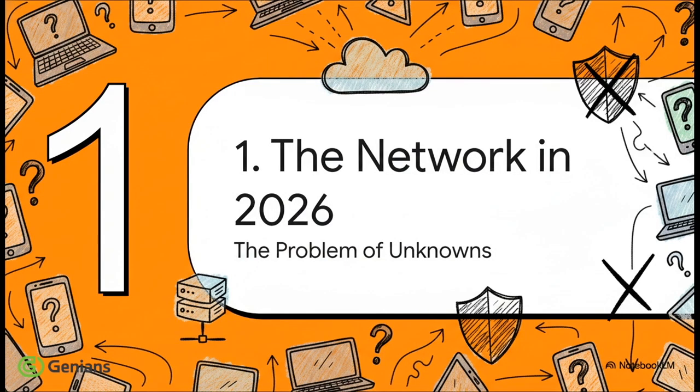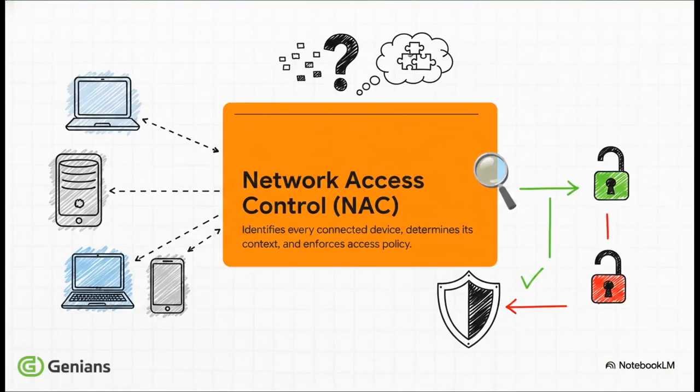So, first up, let's really get our heads around this new network environment and just how big this problem of unknowns has become. This is where network access control comes in. A NAC system's whole job is to answer these questions, to identify every device, figure out its context, and then enforce the correct access policy.